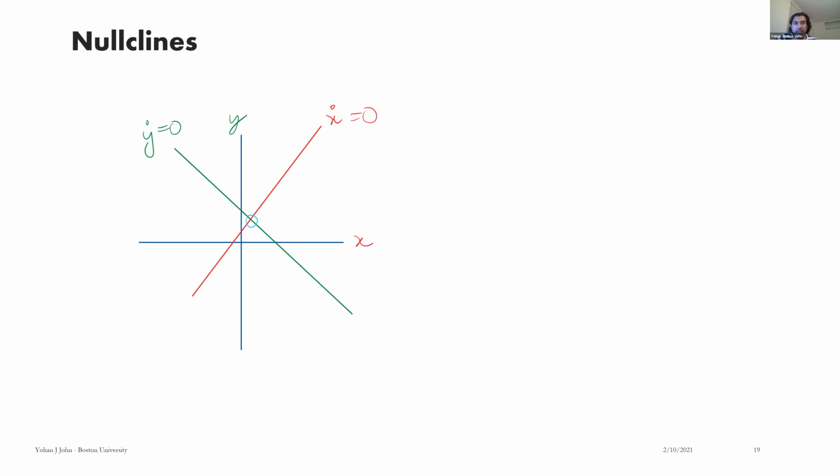So where they intersect, if they intersect, is where the system is stationary, because both x dot and y dot are 0. So nothing is changing. And so you can just geometrically see that very few things are possible in a linear system, because the nullclines in a linear system have to be straight lines.